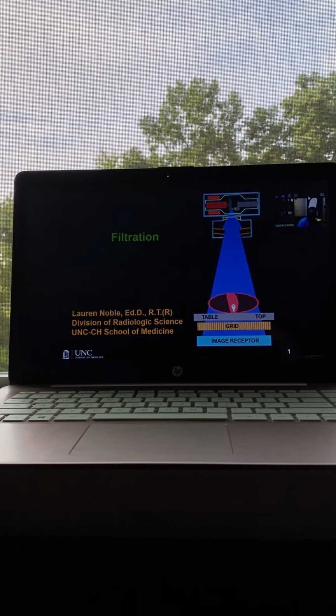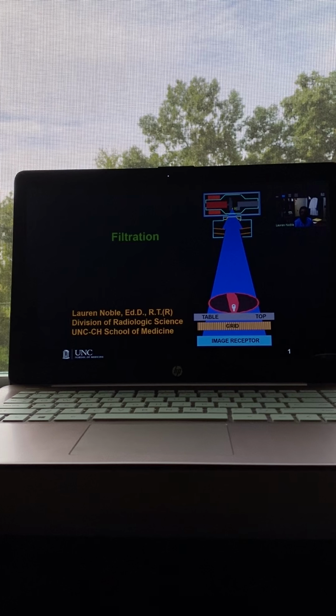A little bit? Okay. And then when the x-rays are produced, there's a thinned area of glass. So the glass is made a little thinner so that it will allow a majority of the x-rays to make it out of the tube. Okay. And then they come down through the collimator and to the patient.